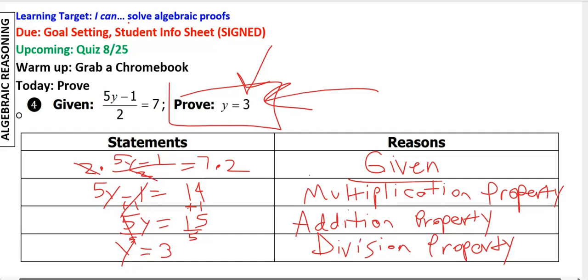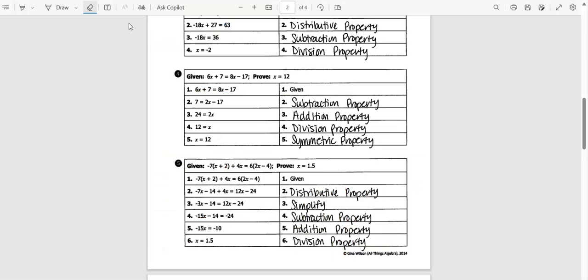If you didn't, I wouldn't be too upset. You're actually supposed to put property of equality because it's a specific property about keeping an equation equal by doing it on both sides. Technically, you know? So kind of laxed here. But let's check this out, okay?